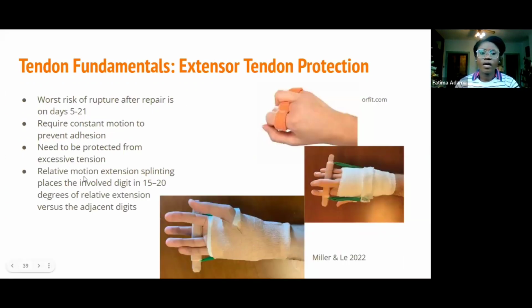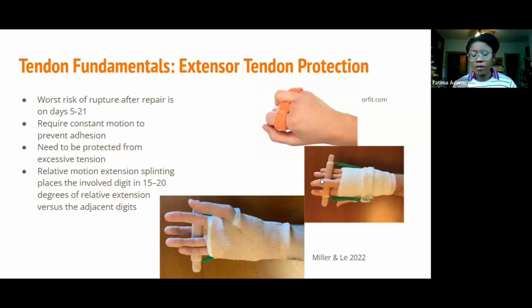Okay. Extensor tendons, right? Opposite situation, back of the hand. Sometimes it's helpful to place the hand in a position not where all the fingers are straight, but when you know exactly what finger is affected, you can place that finger in relative extension to the other fingers, so that then it's only the injured extensor tendon that's being placed in a protected position.